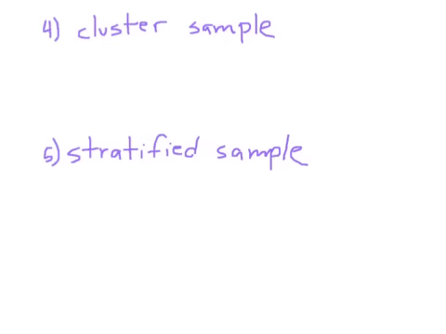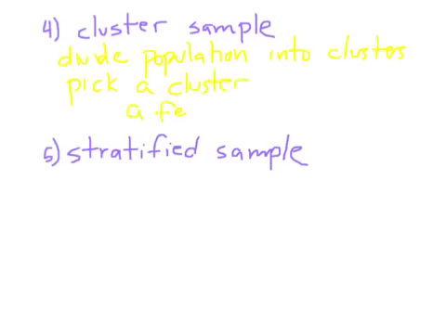Okay, these next two sampling designs are probably the most complicated two. This is probably the most common mistake people make in Chapter 5. It's the difference between a cluster sample and a stratified sample. So I want to be very clear and give you a few examples here. A cluster sample is you divide the population into clusters, and we'll talk about what that means in a second. And you pick a cluster, or maybe pick a few clusters.